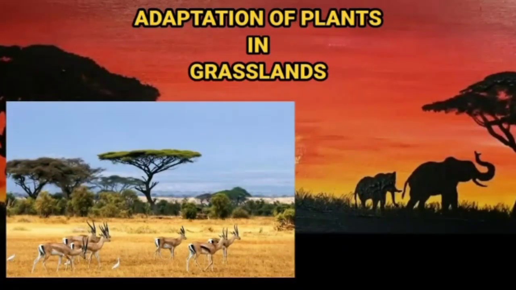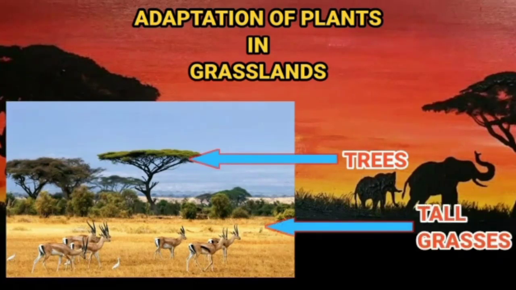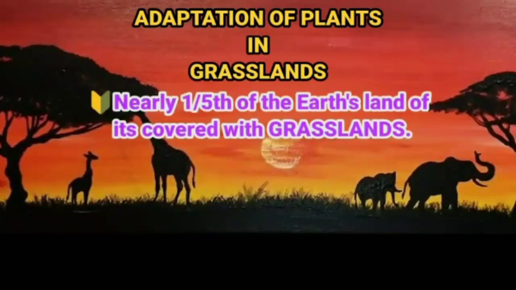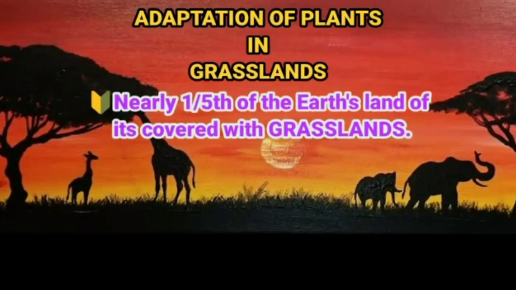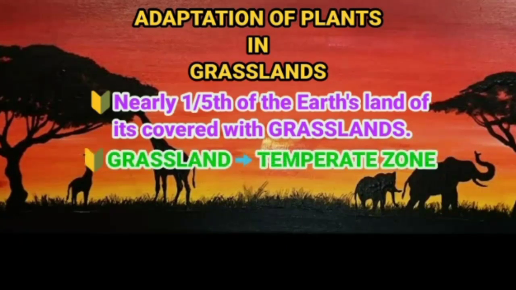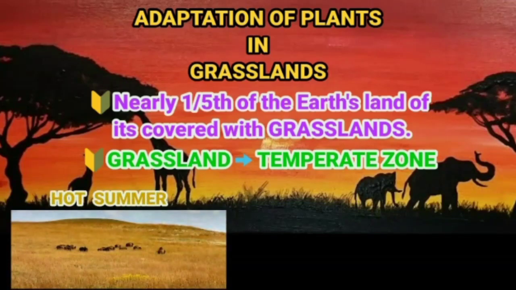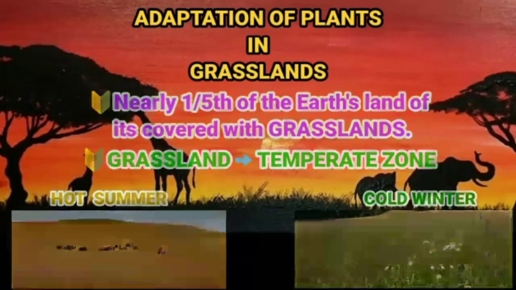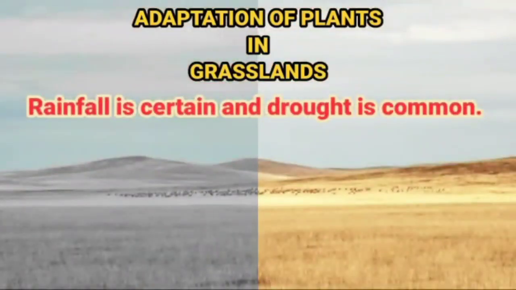So, if you see a grassland, there are hardly a few trees and the rest of the land is covered with tall grasses. Children, nearly one fifth of the earth's land is covered with grasslands, and this is generally seen in the temperate zone. The temperate grasslands have hot summers and cold winters. Here, limited rainfall and drought are common.